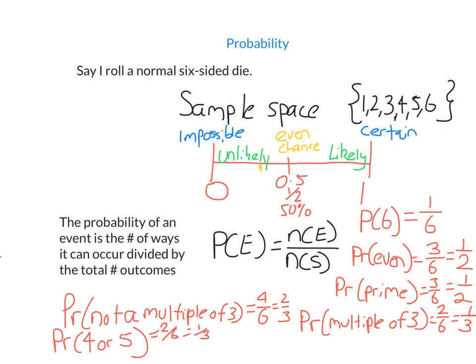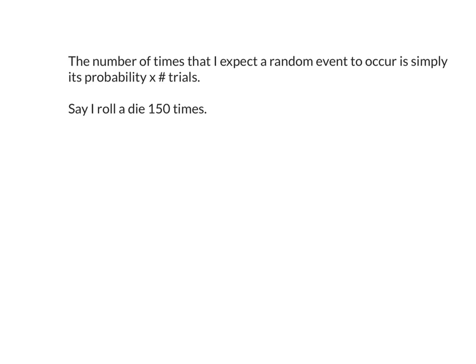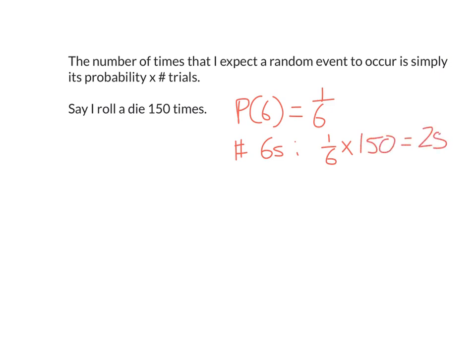Please pause and copy down if you need. The number of times that I expect something to happen is its probability times the number of trials. That makes sense given what I just said. So let's say I roll a die 150 times. I just figured out that the probability of rolling a 6 is 1/6. I expect that if I roll a die 150 times, 1/6 of the time I'll get a 6. So the number of 6s I expect is 1/6 times 150, which is 25.